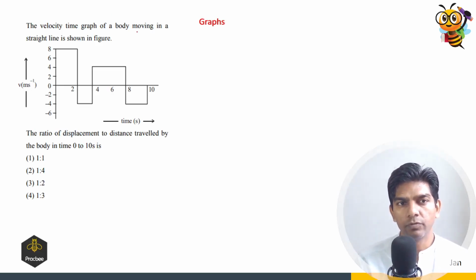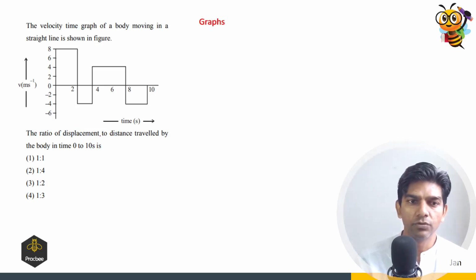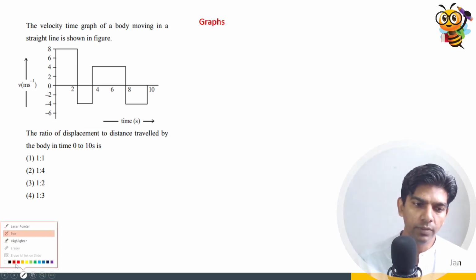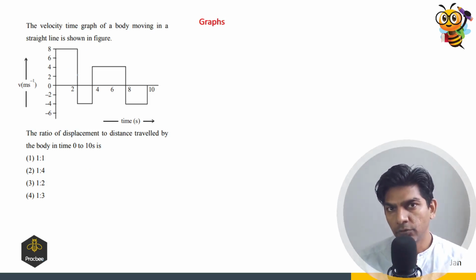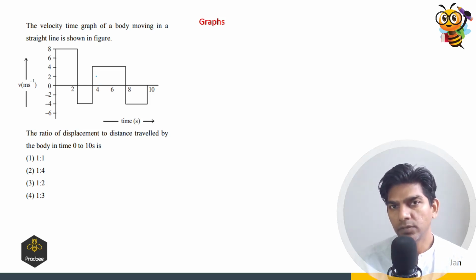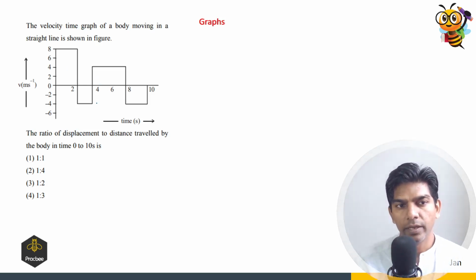Now let us see this question. The velocity-time graph of a body moving in a straight line is given by this graph. The ratio of the distance to the displacement traveled by the body in time 0 to 10 seconds. So 0 to 10 seconds we have to calculate. We have done a similar question, right? In order to calculate the displacement, the areas above the time axis we take as positive, and the areas below the time axis we take as negative.